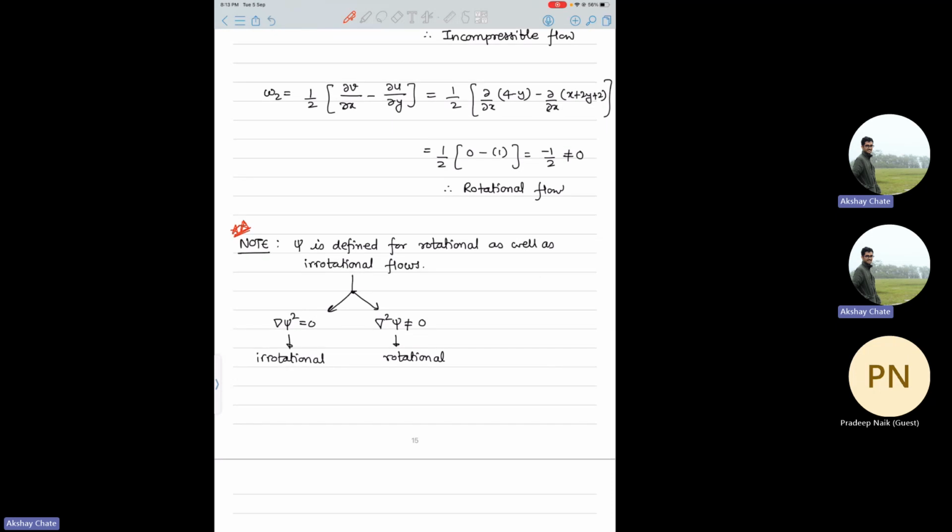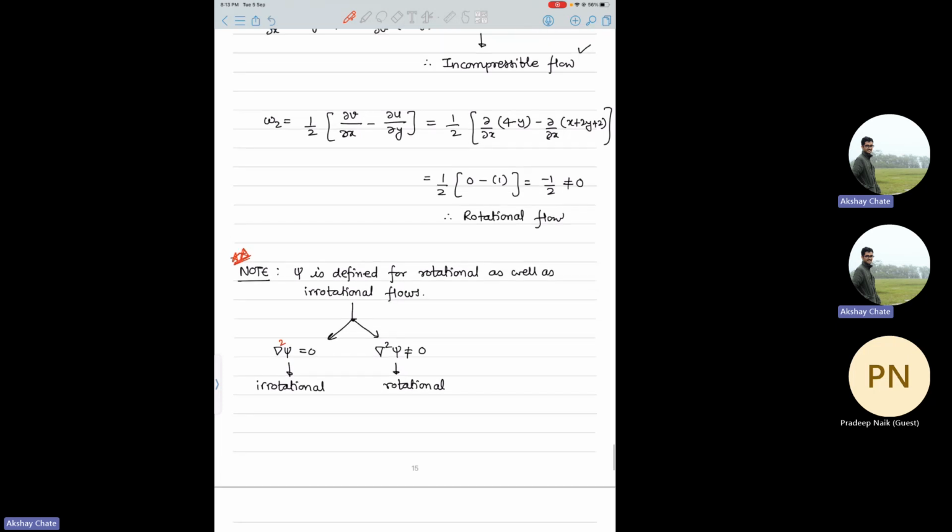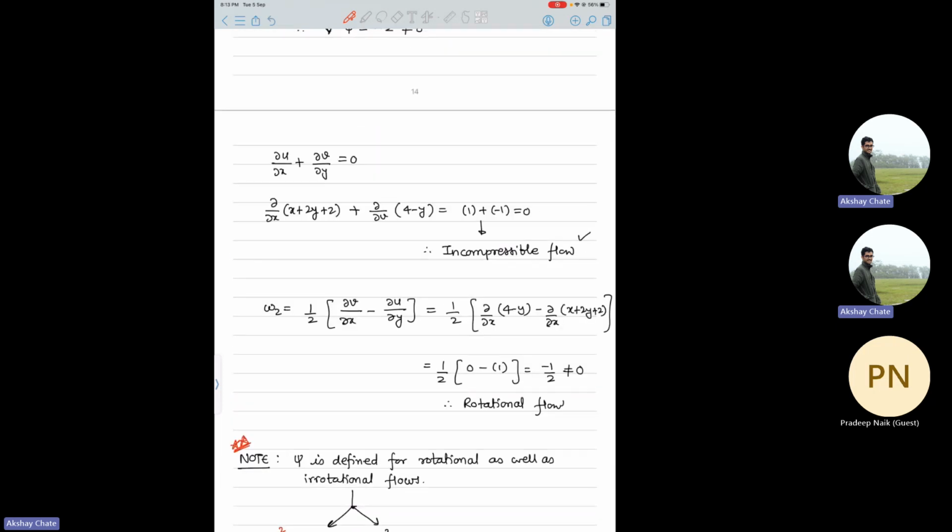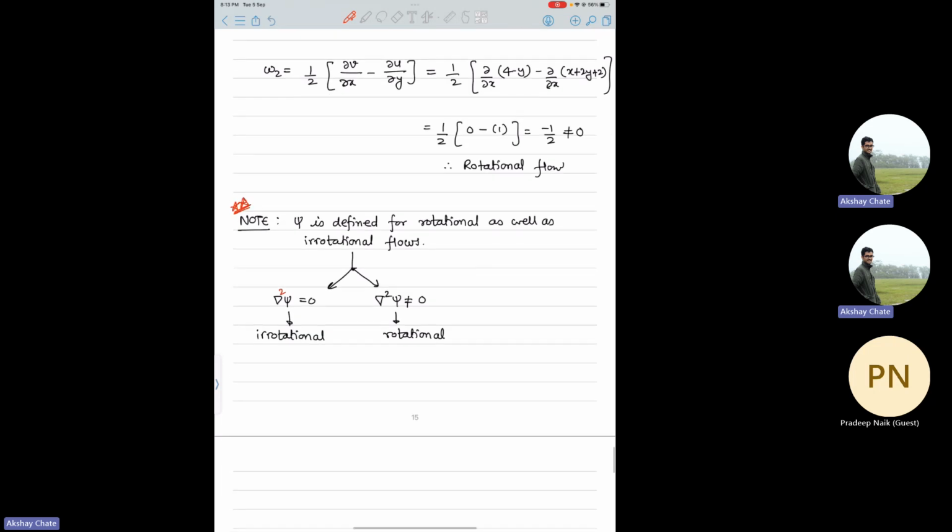So this is the important note that you should be considering. If Laplace of phi becomes 0, that means it is irrotational, as well as then you have to check incompressibility, like that. Okay, so we'll stop now because it's already 8:13.